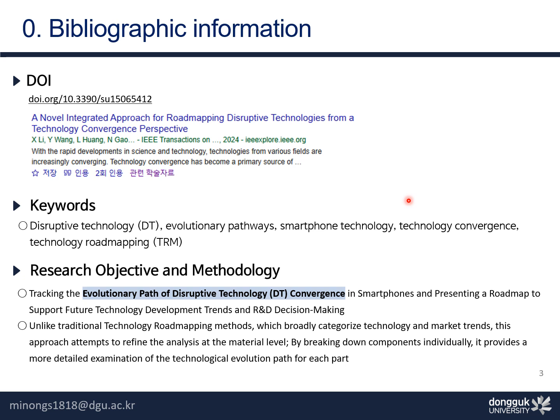This paper, published in an IEEE Transactions Q1 journal, tracks the evolutionary paths of disruptive technology convergence in smartphones and presents a roadmap to guide future technology development and R&D decisions. Unlike traditional technology road mapping, which broadly categorizes trends, this approach provides a detailed analysis at the material level, offering a clear view of the evolution of each component.